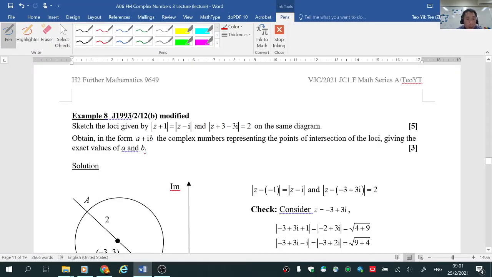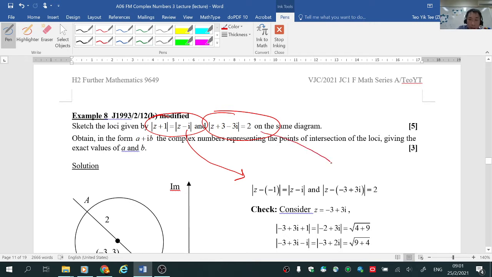Okay, chapter 3, complex tree, example 8. In this example, your job is to sketch two loci given by the given expression here. The simple instruction is always double confirm what you have been given, are they in the standard form? So this looks very similar to something of your perpendicular bisector, but it's not in the standard form yet.